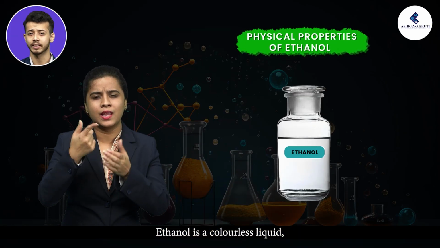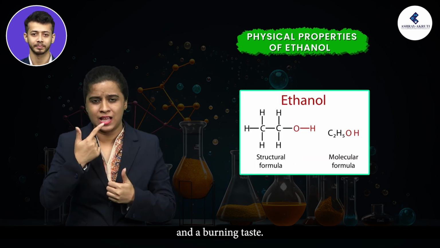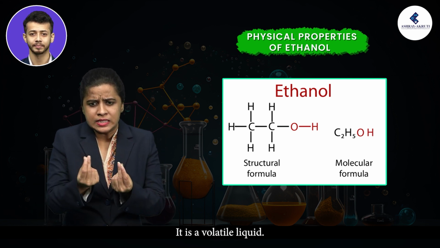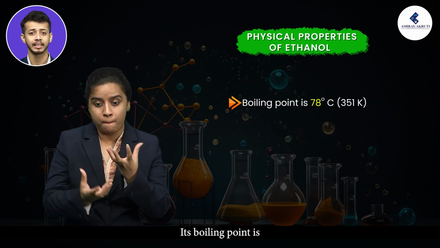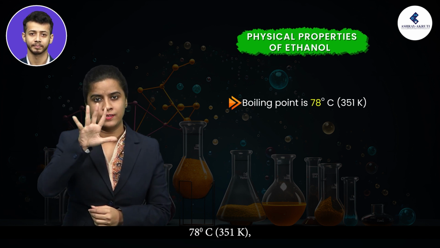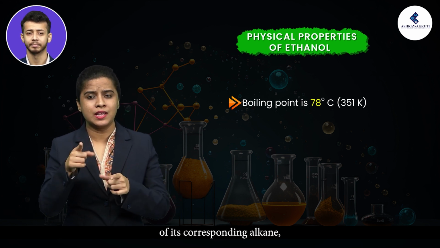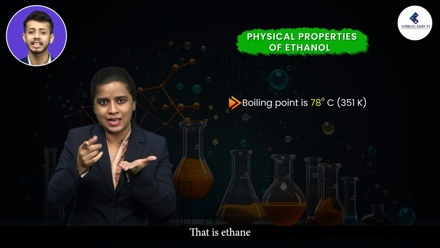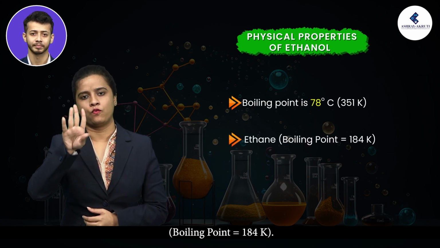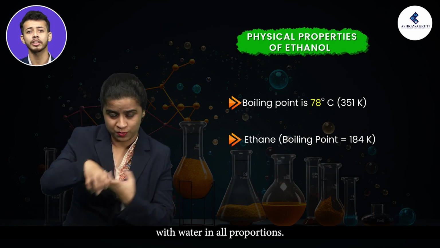Ethanol is a colorless liquid having a pleasant smell and a burning taste. It is a volatile liquid. Its boiling point is 78 degrees Celsius or 351 Kelvin, which is much higher than that of its corresponding alkane, that is ethane, boiling point equals 184 Kelvin. It is completely miscible with water in all proportions.